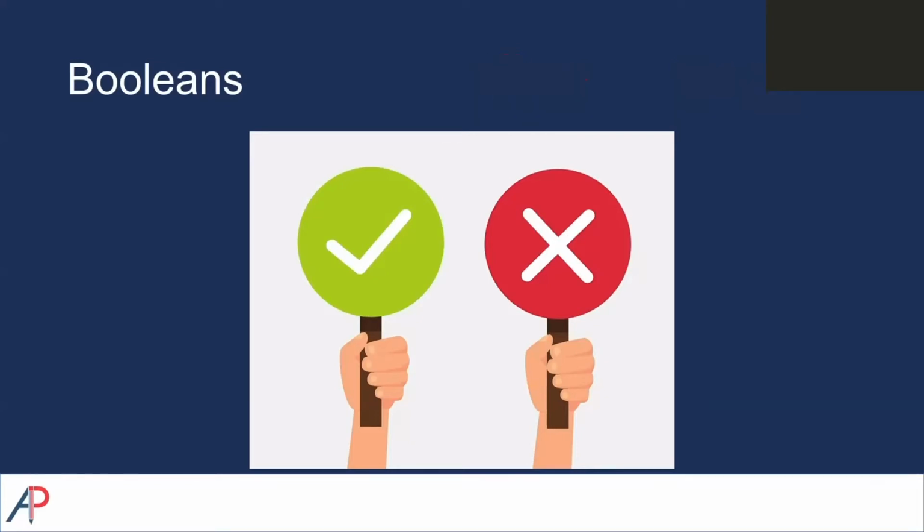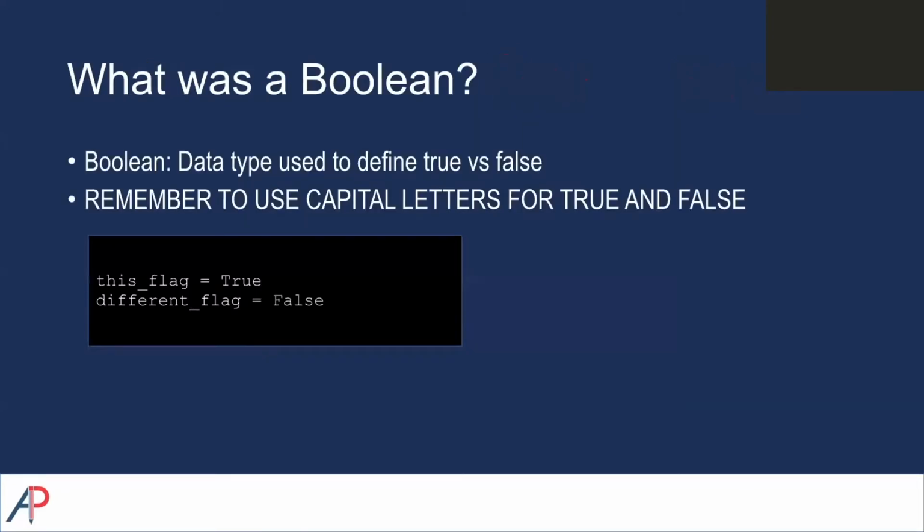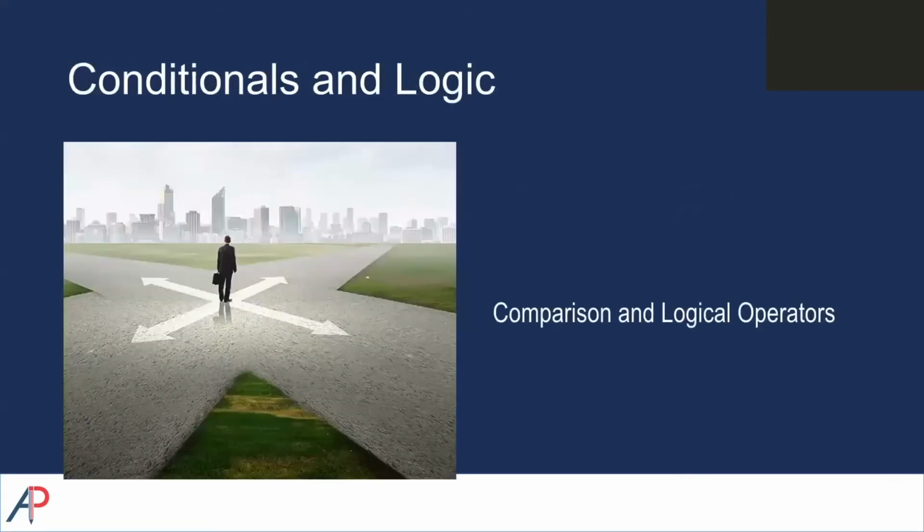So let's go into an example. Actually, not an example yet. We're going to talk about what a Boolean was again. So it's a data type used to define true or false. Remember to use capital letter T and capital letter F if you want to specifically talk about true versus false. If you use lowercase t or lowercase f, then you will get an error because it's expecting a variable. Now we're going to talk about conditionals and logic, and we're going to do a few exercises. That way you guys can get into the mentality of how you should be thinking.